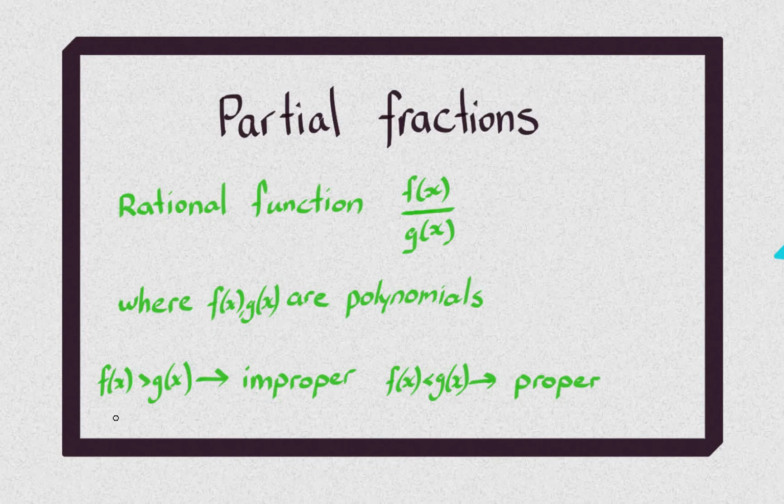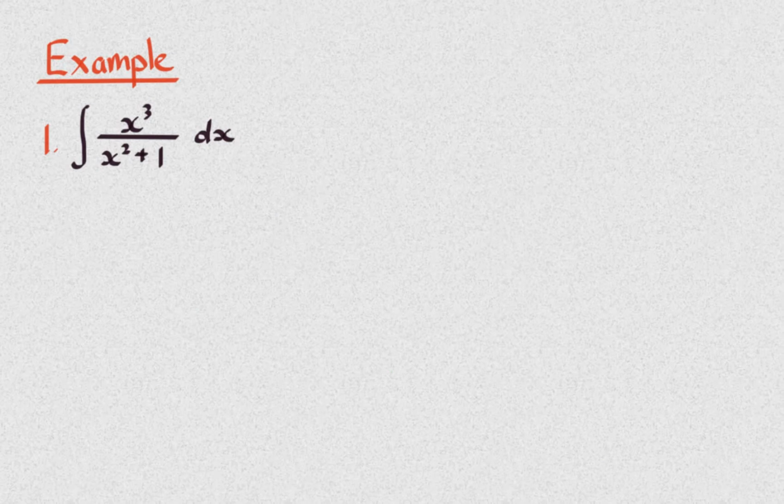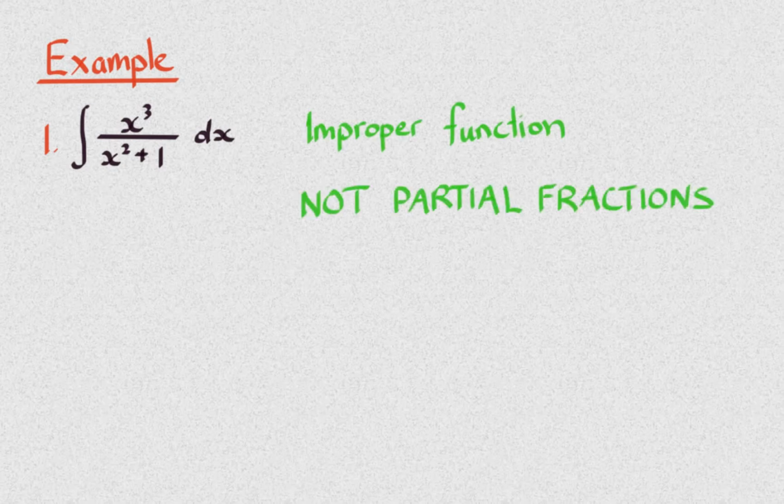So our first example is an improper function. So example 1, we have the integral of x cubed over x squared plus 1. So we have a cubic or a degree 3 polynomial on the top and a quadratic or a degree 2 polynomial on the bottom. So this is improper. And like I just said before, this does not involve partial fractions, which are the focus of this video, but it's still a really good question.